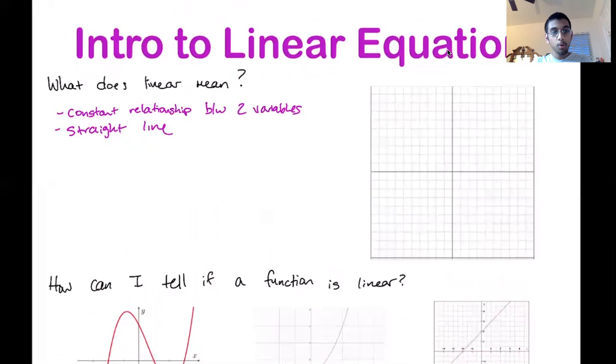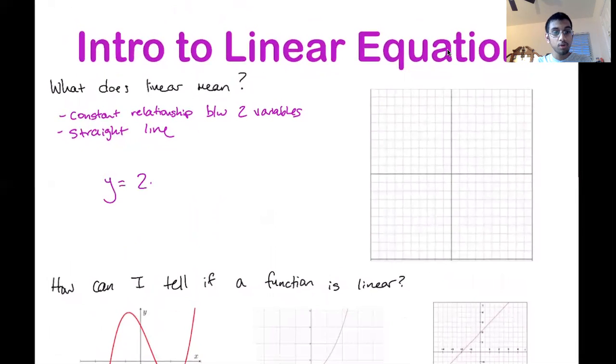Let's say we have an equation like y is equal to 2x plus 3. You'll first notice that there are two variables, we have the y and we have the x. So how do we make sense of this, and what does this mean?